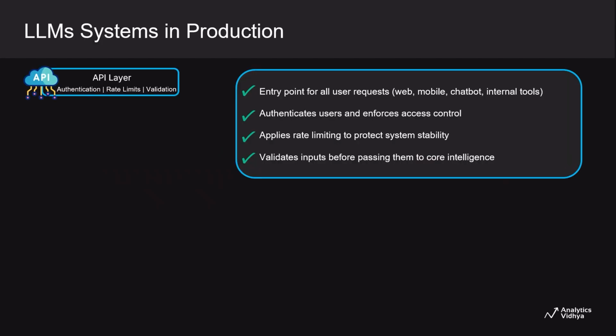The first component in this architecture is the API layer. This is the entry point for all user requests. Requests can come from different sources such as web applications, chatbots, mobile apps, or internal enterprise tools. The API layer performs important tasks like authentication, rate limiting, and input validation. In simple terms, it ensures that only authorized, properly formatted requests reach the core intelligence of the system.